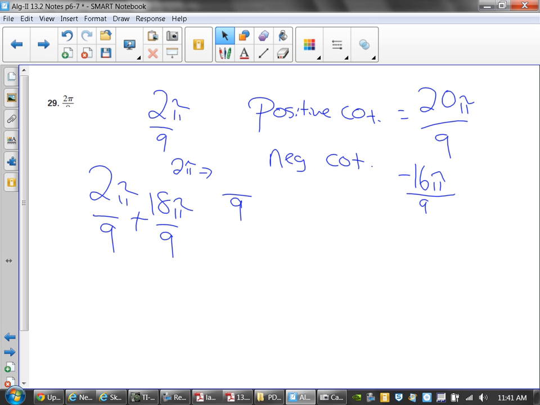2 pi over 9 is within that parameter, which means all I have to do is add 2 pi to it. Now, I'm not just adding the number 2. Since it's a fraction, I'm going to add the fractional equivalent of 2. 18 over 9. Common denominator and go. Okay? See that now? Works the same way with the other ones.